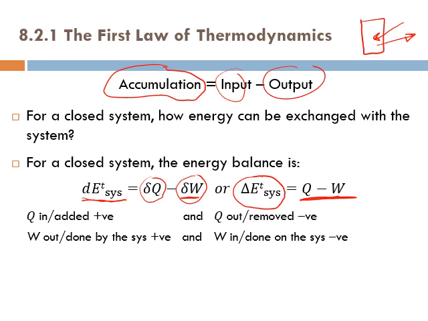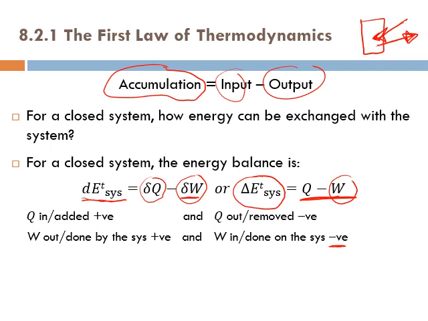For the work, it's opposite. Work out or done by the system is positive. So when I put a positive number here, it becomes negative, right? Because it's leaving the system. And for the work which is coming in, eventually it should be positive, right? But here, the value will be negative. So work in or done on the system is negative.